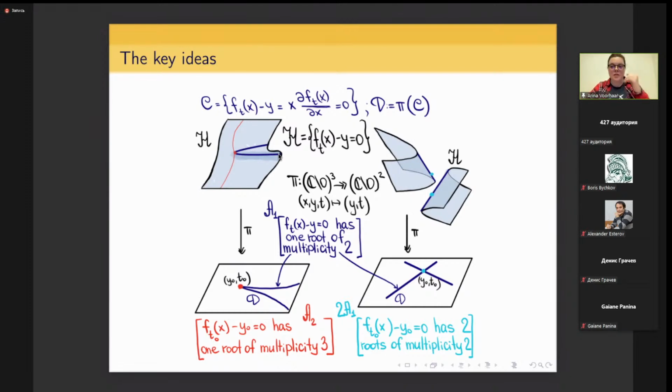Now, the critical values of this projection are the projections of critical points. So they compose a curve D. The curve D is a plane curve, right? And the coordinates are y, t, like in the torus with coordinates y, t.